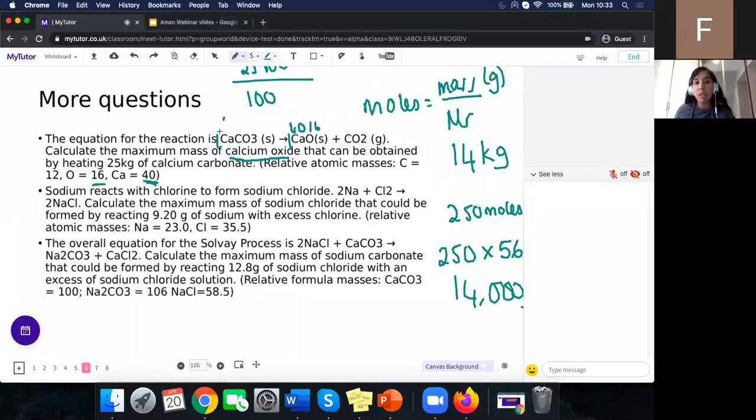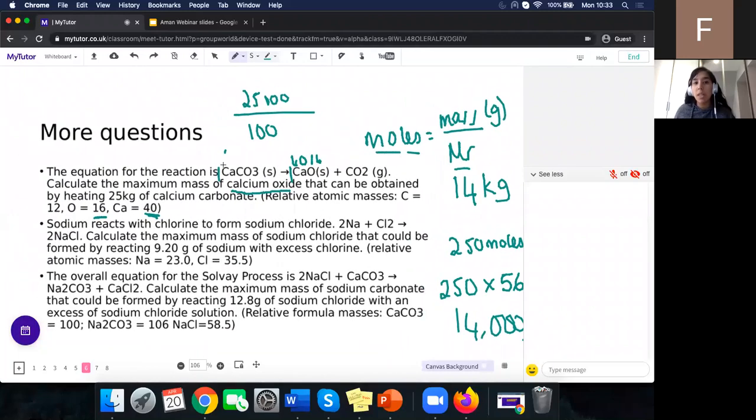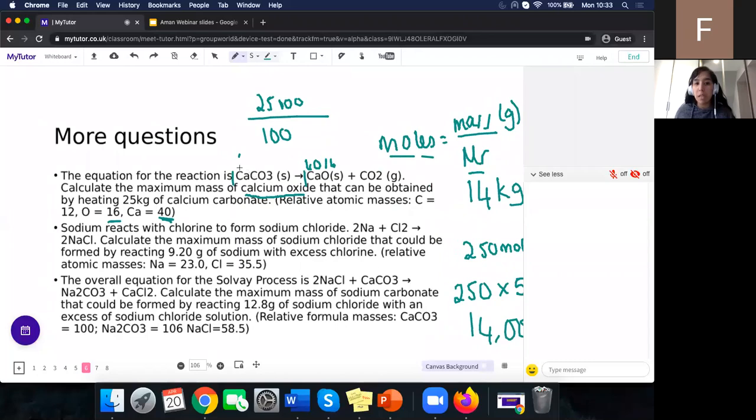And the reason we do that is because if we want to calculate the mass of calcium oxide, remember our equation says that to calculate the mass we need the moles and we need the Mr. At the moment we only have the Mr. And remember, the Mr is calculated by adding up the relative atomic masses. So to get the mass, we need the number of moles of calcium carbonate. So the number of moles of calcium carbonate is the mass, which is 25 kilograms. We convert that to grams because remember, moles are always given in grams. So that means when we calculate a mass, we have to do it in grams.